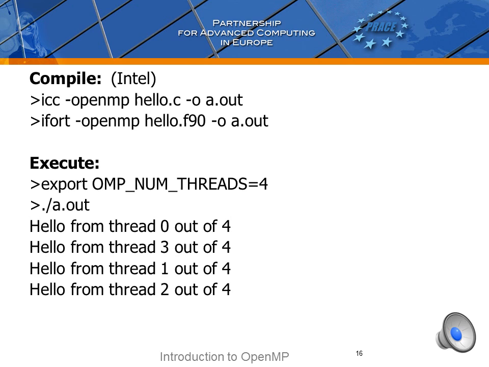We compile the code with the Intel compilers, respectively, by using the -openmp flag. Then we set the total number of threads to be executed inside the parallel region by the environment variable OMP_NUM_THREADS equal to 4. As can be seen from the output, each thread prints hello with its thread ID and the total number of threads.